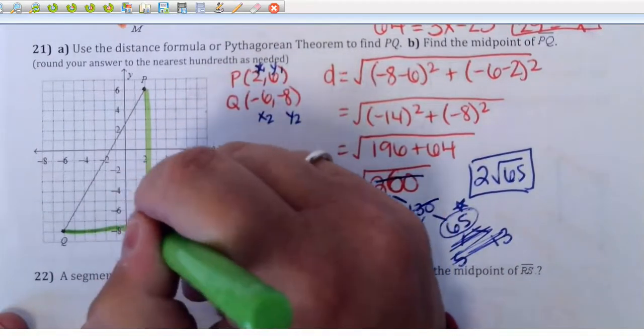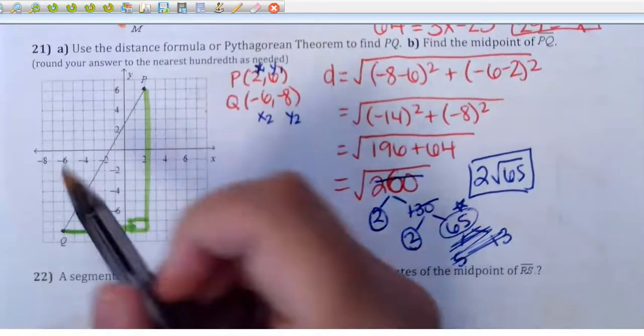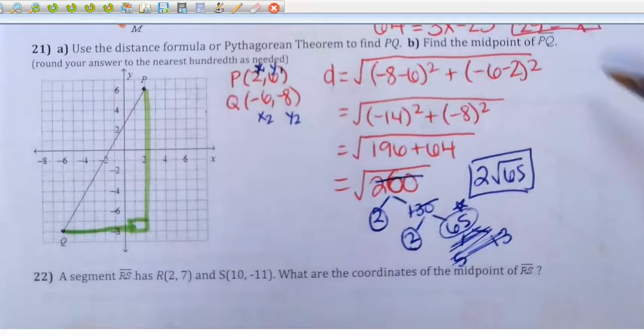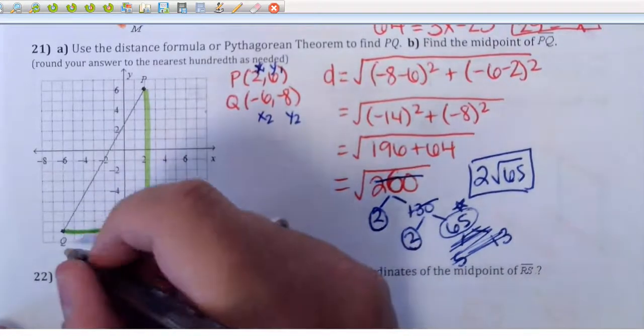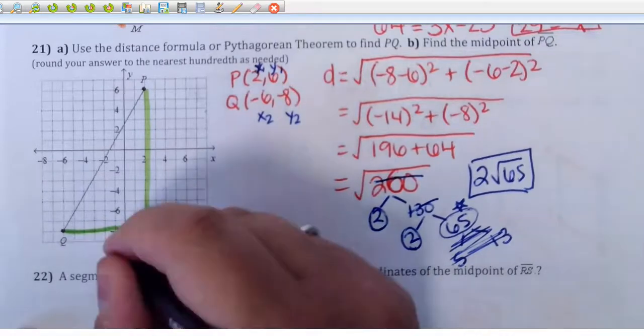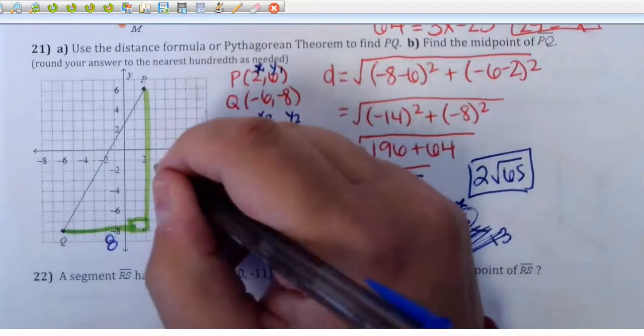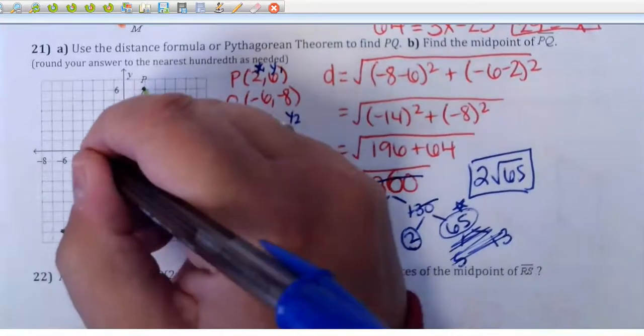And I'm going to set up the Pythagorean theorem because the segment I want to find the length of would be the hypotenuse. So there's the distance formula. If you want to do Pythagorean theorem, I can just count boxes here. This goes from -6 over to 2, so that distance is 8. This goes from -8 to 6. This distance is 14. And maybe we call that side C.